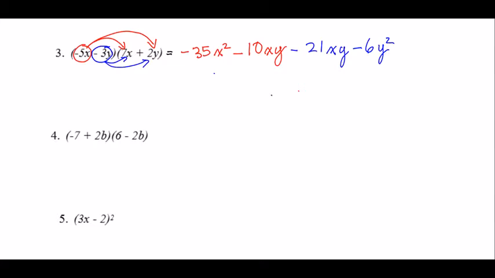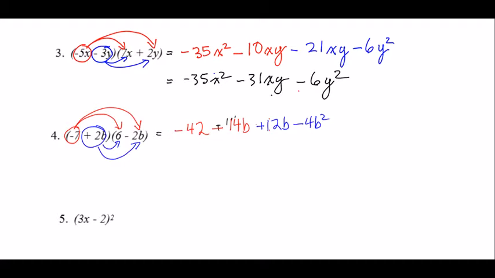Now let us collect our like terms to the following. Minus 35x squared, minus 31xy, and then minus 6y squared. Let's follow the same pattern for the next problem. We'll follow the same rules as before to get the following. We get the following. And now, simplifying, well, we look at our 42.